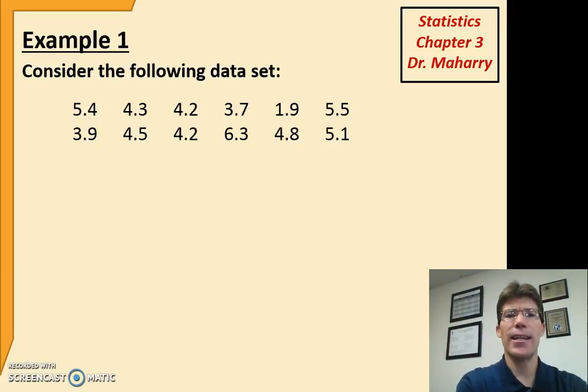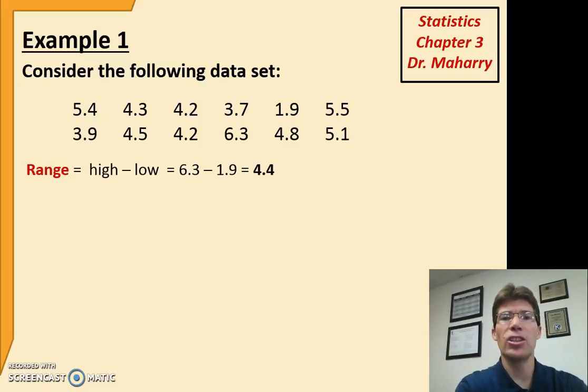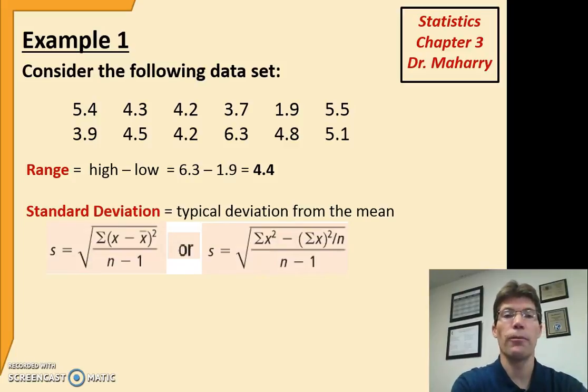So if we look at a set of data, similar to the data set we had in the previous video, we have 12 numbers, so n is 12 here. The range is simply the difference between the lowest and highest. The biggest number in this data set is 6.3. The smallest is 1.9, so the range is the difference between those two, or 4.4.